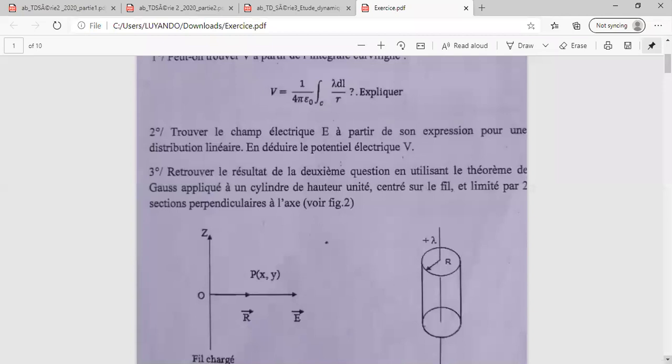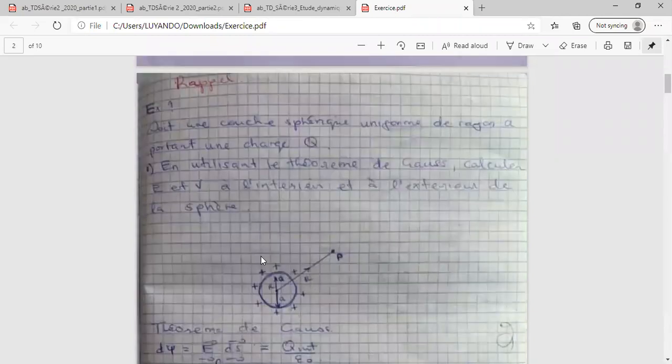The one we had was a sphere with radius A, and it had charges outside. Then they were telling us to use Gauss's theorem to calculate E, the electric field, and V, the potential, inside and outside the sphere.